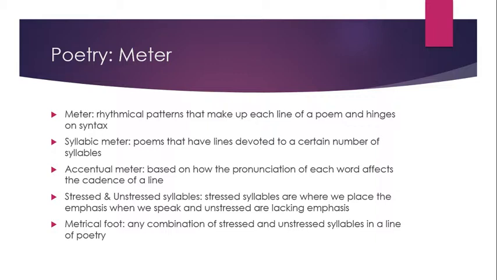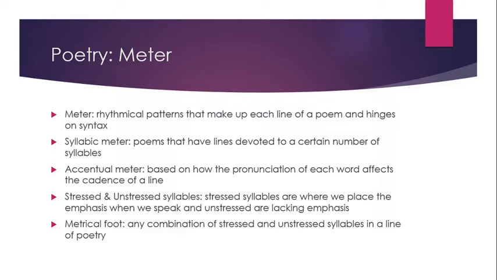Meter is something that's important to discuss when we're thinking about poetry. Meter is the rhythmical patterns that make up each line of a poem. It hinges on the syntax of the poem, or basically the way that the lines are put together. Syllabic meter refers to poems that have lines devoted to a certain number of syllables, a strict number of syllables per line. And then accentual meter is based on pronunciation of each word, and it affects the cadence of the line.